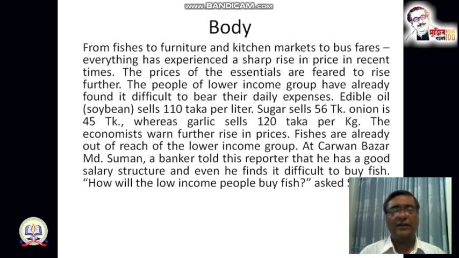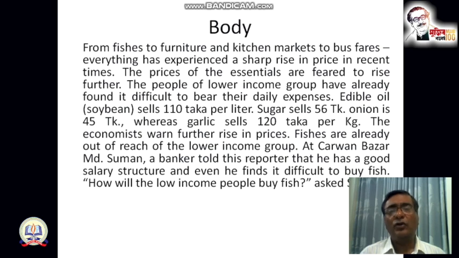The prices of the essentials are feared to rise further. This is how you will write this type of sentence. You will never say the prices of the essentials will rise further. You cannot say that, because it is apprehended. It is apprehended that the prices of the essentials are feared to rise further. That means it may rise further.